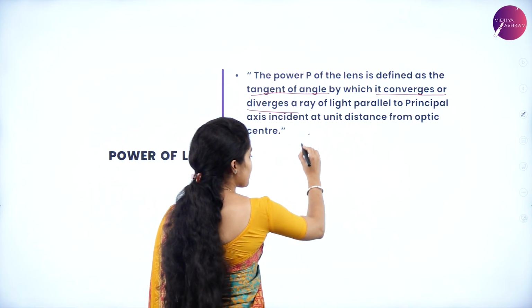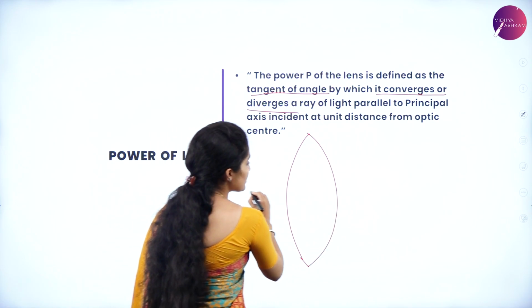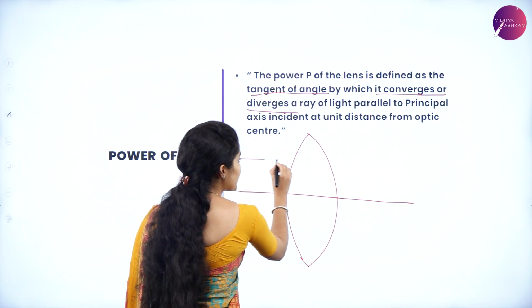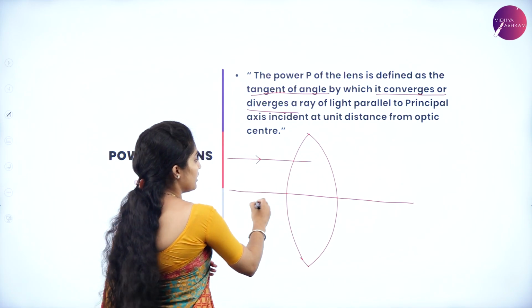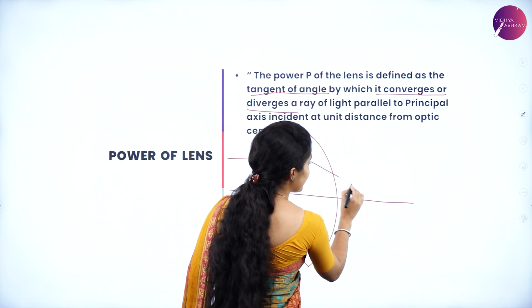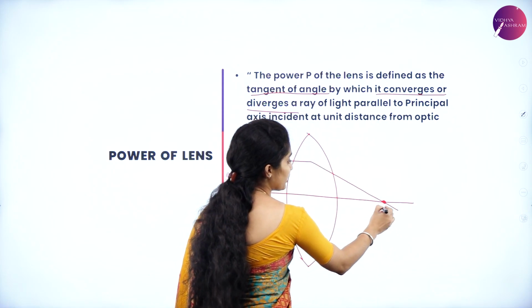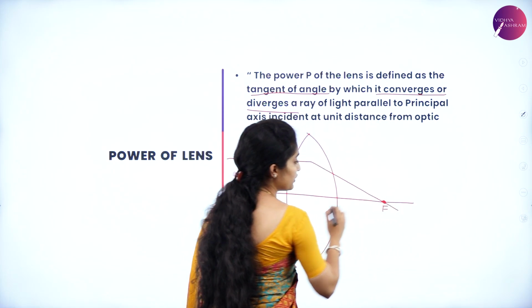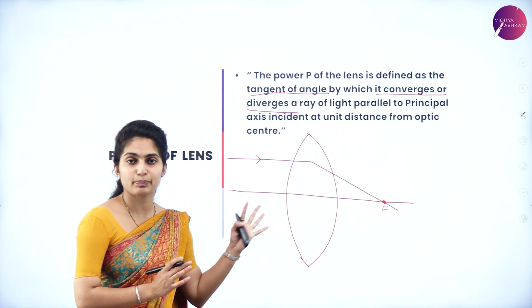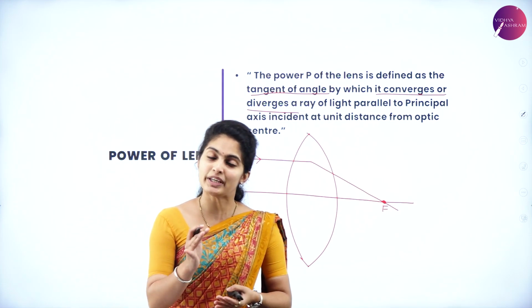So here we have a convex lens, and there is a principal axis passing through it. Any ray of light which is parallel to the principal axis converges from the optic center. So here it is called a converging type. Here I can just draw F, correct? Now there is a converging lens which is placed over here, and the ray of light which is passing through that lens is said to be converging.